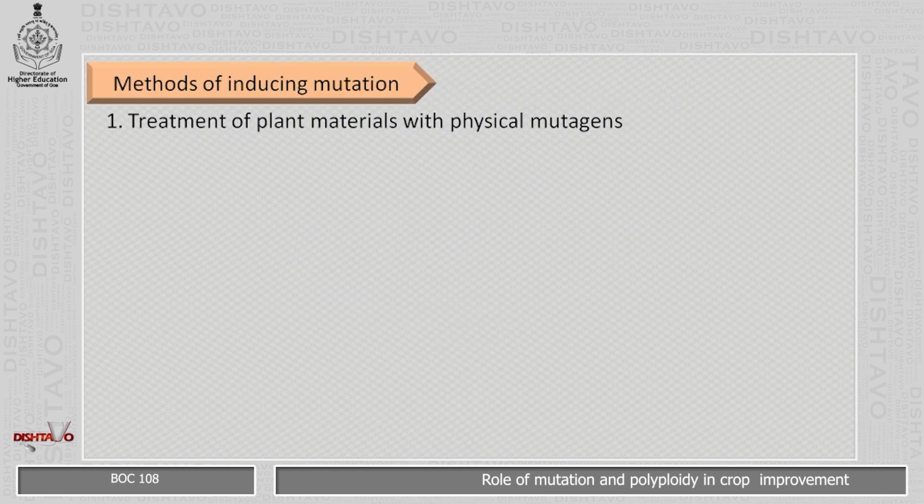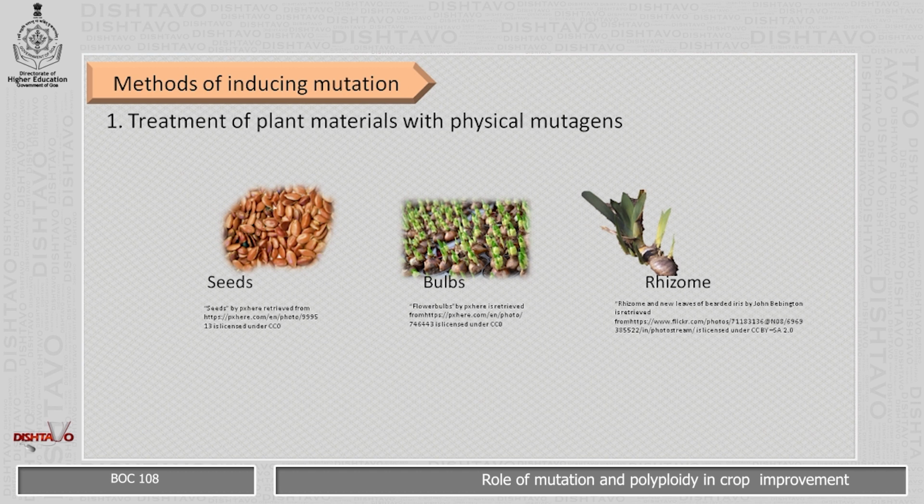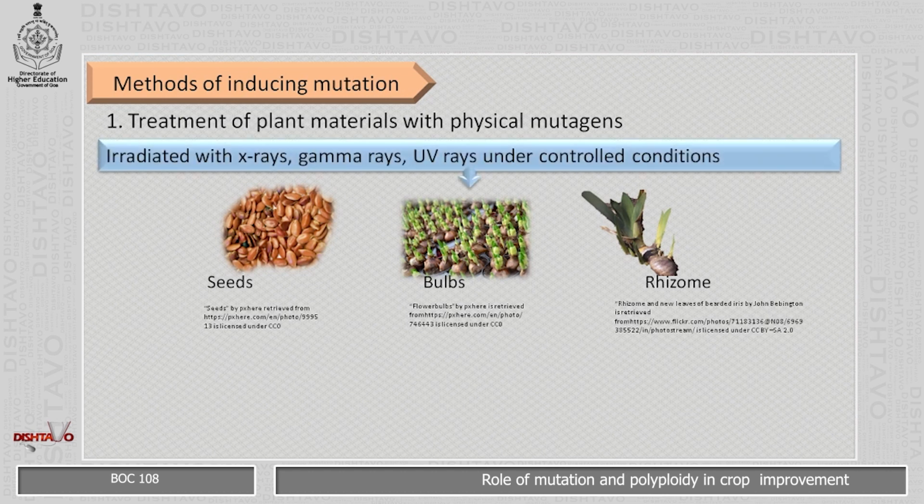Methods of inducing mutation. The first one, treatment of plant materials with physical mutagens. Plant parts such as seeds, bulbs, and rhizomes of perfectly produced plant varieties are irradiated with X-rays, gamma rays, UV rays under controlled conditions. Now, these controlled conditions can be the conditions of temperature, oxygen levels, humidity, and so on.